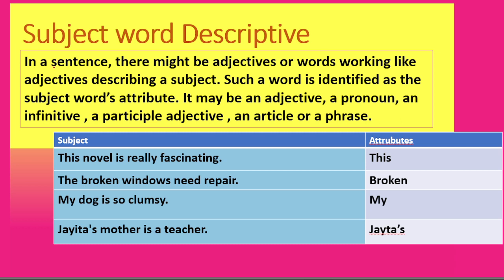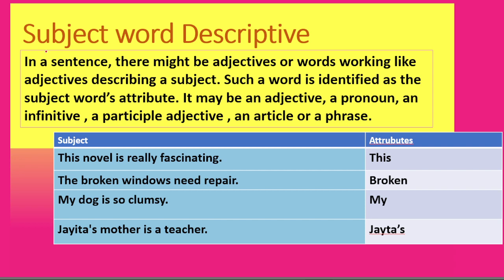Subject word descriptive. So what is subject word descriptive? In a sentence, there might be adjectives or words working like adjectives describing a subject. Such a word is identified as the subject word's attribute. It may be an adjective, a pronoun, an infinitive, a participle adjective, an article, or a phrase.